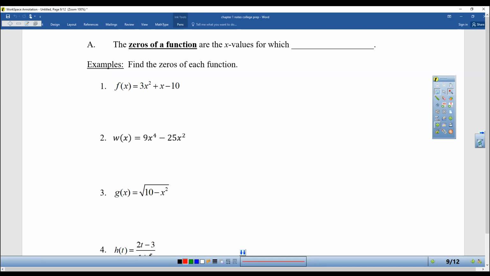So the zeros of a function are the x values for which f of x is equal to 0. In other words, it's the x-intercepts. The zeros and the x-intercepts, same thing. Okay, x-intercepts, zeros. Same thing. So in other words, you're saying what x would make this equal to 0? What x would make this equal to 0?